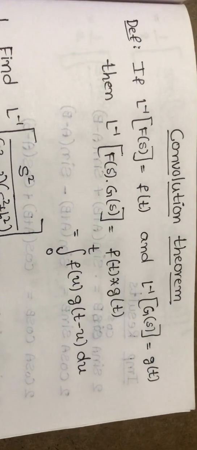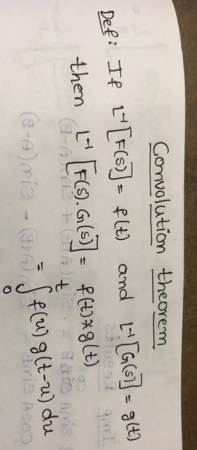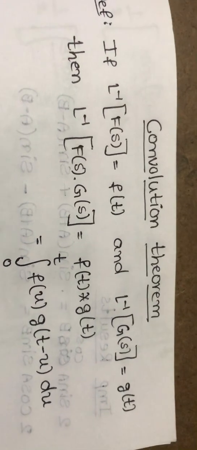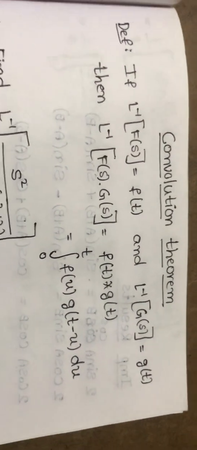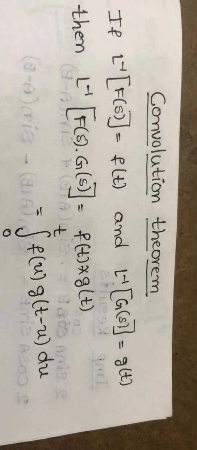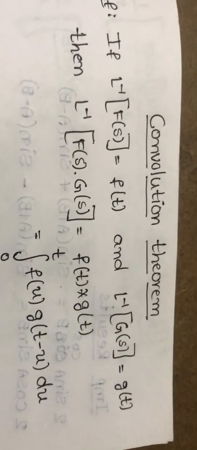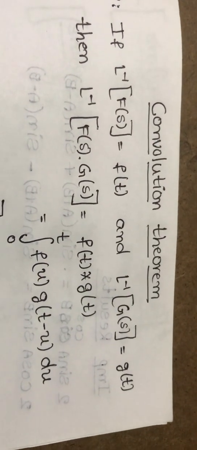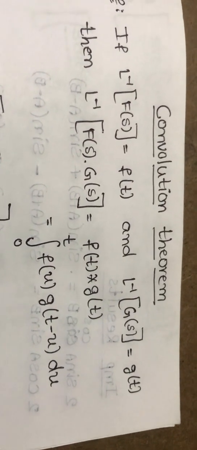Today we are discussing the convolution theorem. Here is the definition. If L inverse of F(s) is equal to f(t) and L inverse of G(s) is equal to g(t), then Laplace inverse of F(s) into G(s) is f(t) convolved with g(t), which is equal to the integral from 0 to t of f(u) into g(t minus u) du.